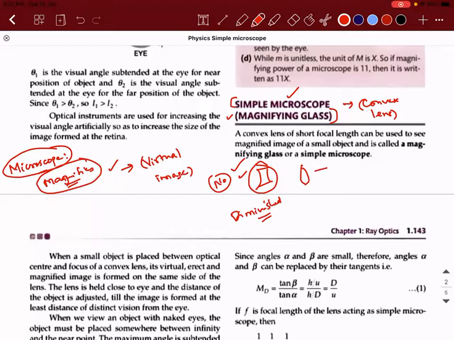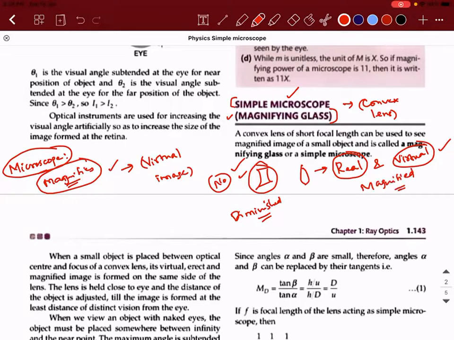Whereas when you talk about a convex lens, it can form real and virtual images. So where will it form real images? When you place the object beyond the focus. So between infinity and the focus, if you place the object anywhere, it will always form a real image. Whereas when is it going to form a virtual image? When you place the object between the focus and the pole. It will form a virtual image which is magnified.